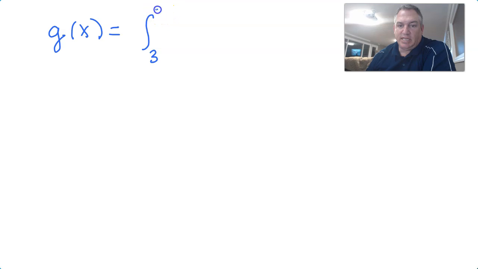In this problem, we're going to find the tangent line to an integral function. So let's define a function as an integral function. Let's say we have g of x is equal to the integral from, let's say, 3 to x of t squared plus t dt.